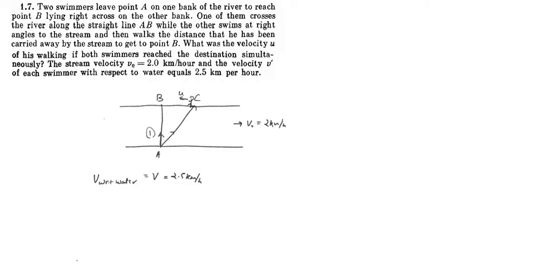Okay. So this is swimmer 1 and this is swimmer 2. Let us assume that the width of the river be D. This is for swimmer 1. So the total time taken by swimmer 1 to reach from A to B directly will be D divided by under root of V square minus V0 square.